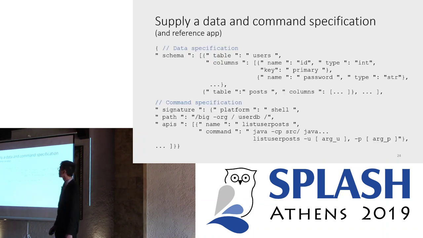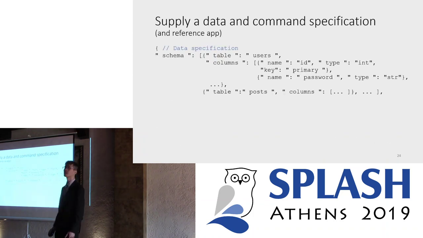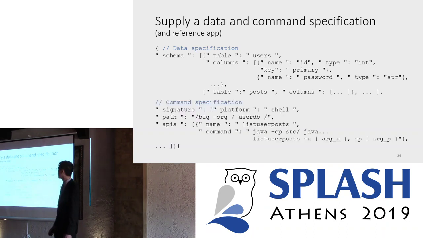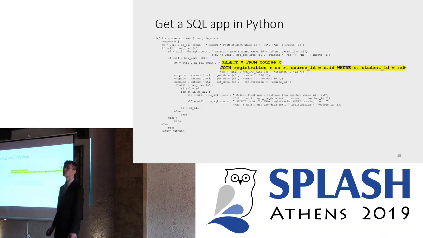So here's the data specification that you need to provide. You tell it the name of the database table, which is users. You give the name of some of the columns, such as the name and password fields. And the command specification basically tells you how to run the database program. So this is all pretty simple. And out comes your entire Python application that contains the SQL commands. For example, here has the select statement. It's doing the joins on the database, where clauses, and so forth.